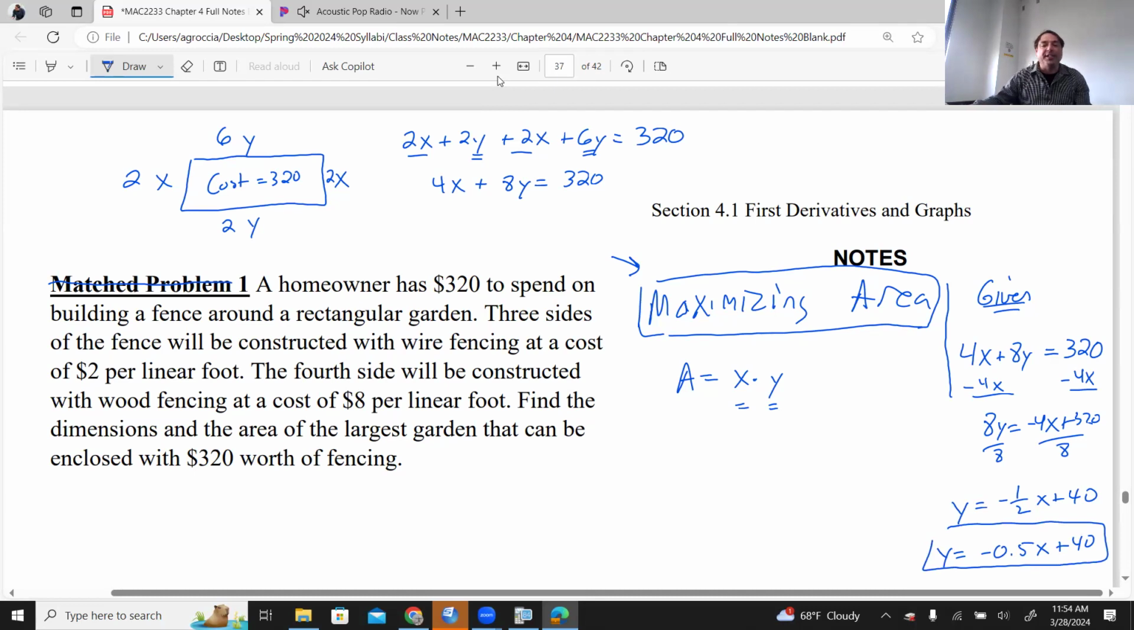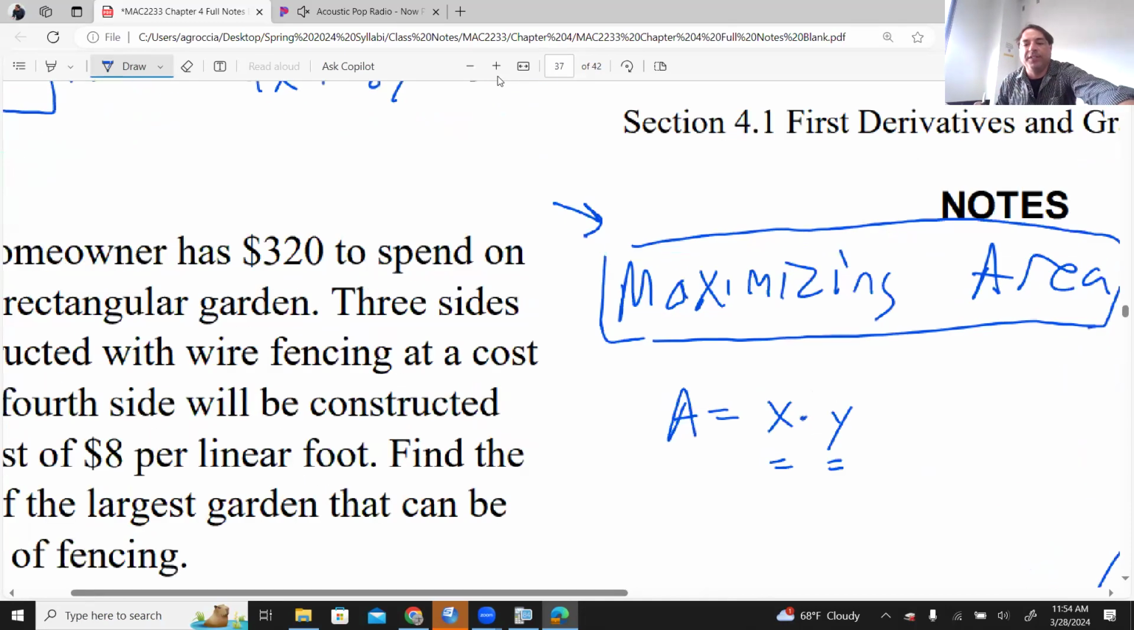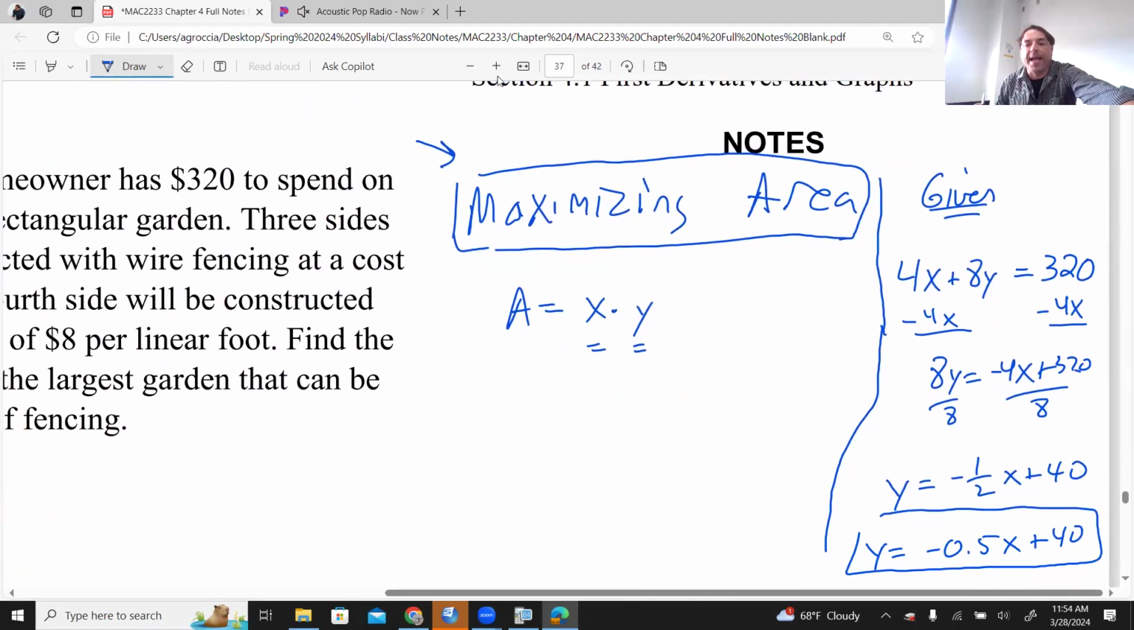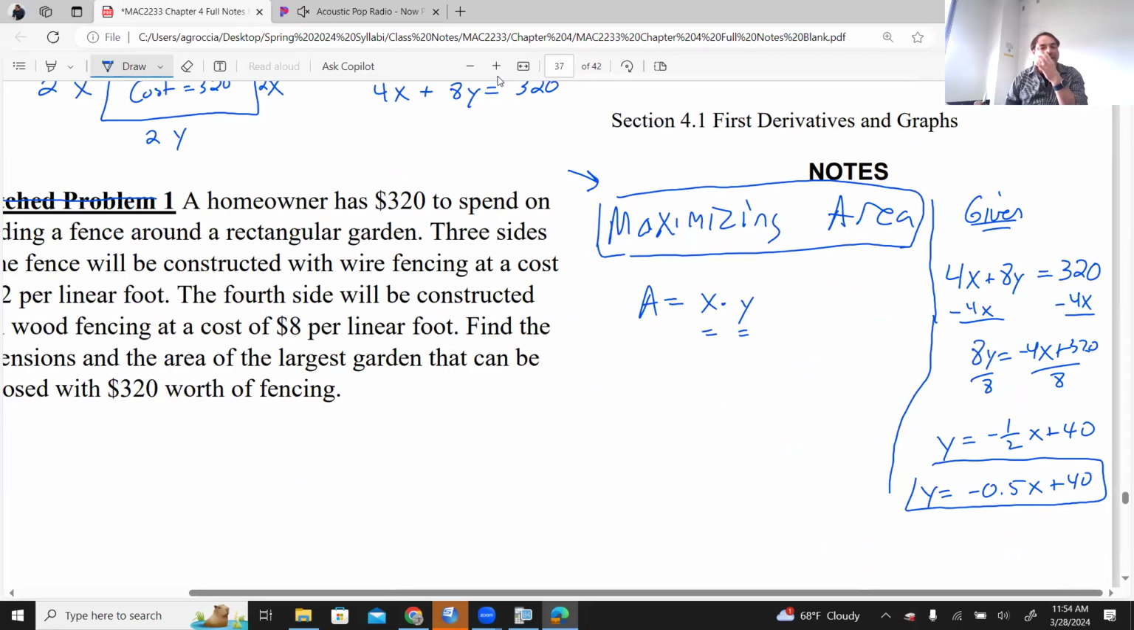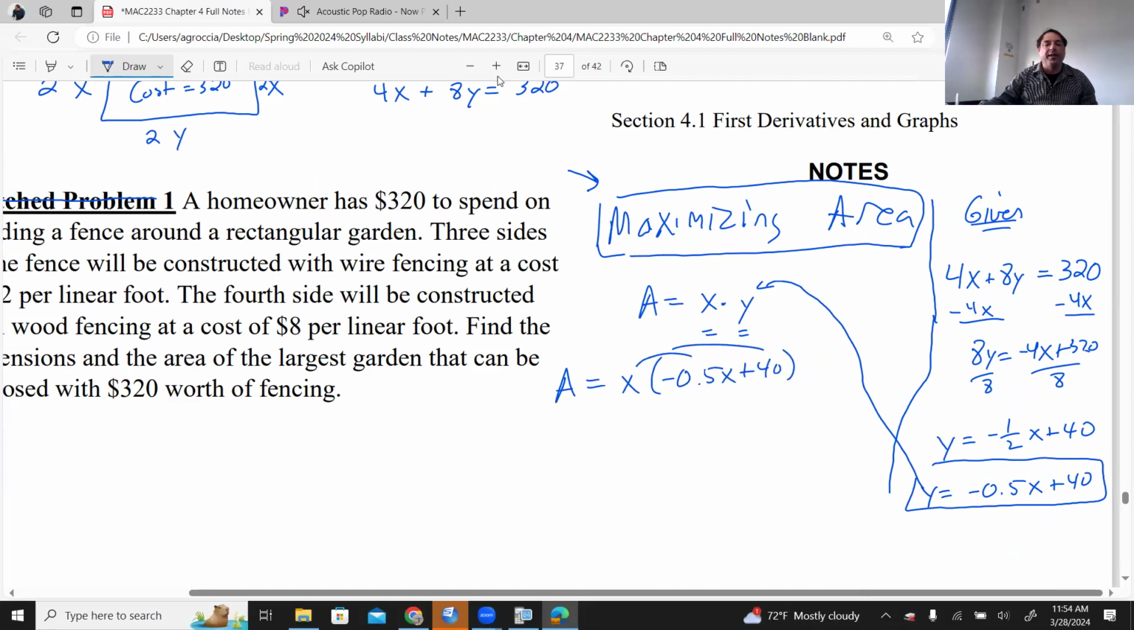Okay, so again, just like the previous problem, we're trying to maximize area, but the issue is we have two variables. So now I'm going to take y, plug it in for y, and you get area equals x times negative 0.5x plus 40. Little algebra there. Area equals negative 0.5x squared plus 40x. Any questions up to that point?